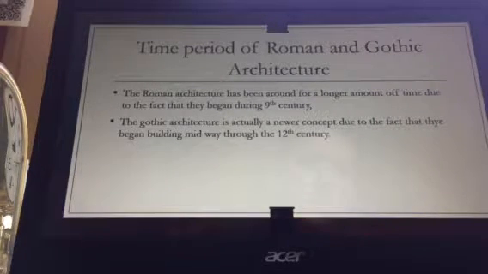The time period of Roman and Gothic architecture. The Roman and Gothic architecture were built in two completely different centuries. The Roman architecture was actually built between the 9th and the 12th century, going right into the beginning of the 12th century, compared to the Gothic architecture, which began being built during the mid 12th century.